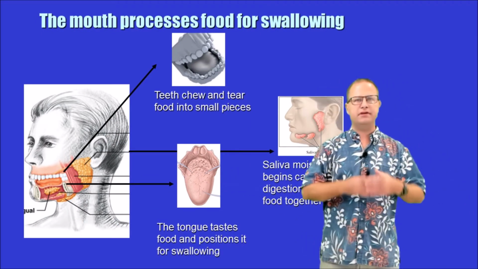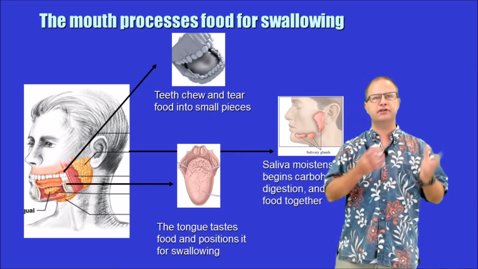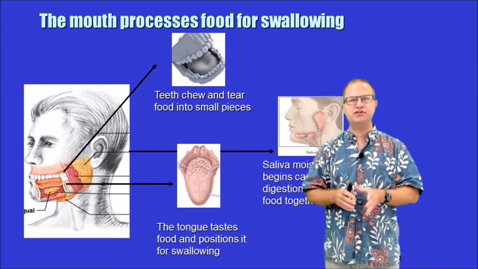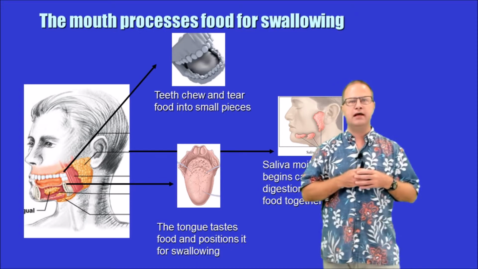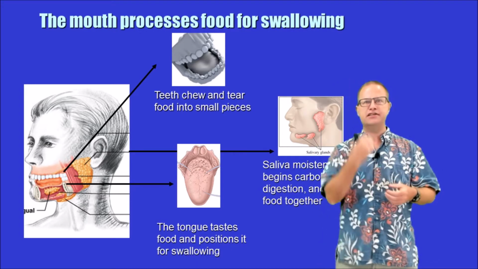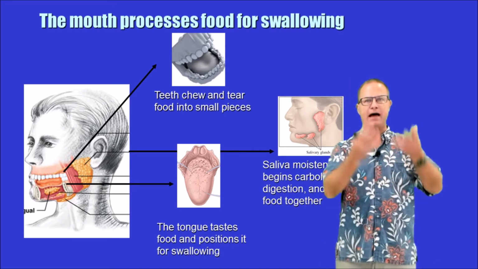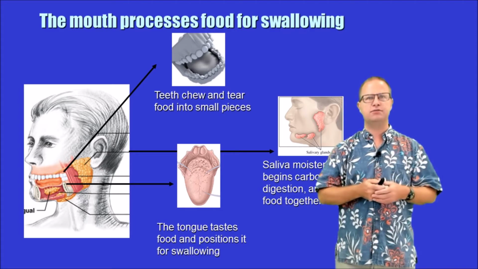Okay, next structure we have here is going to be the tongue. We said before that the tongue is used for tasting the food, and that's certainly true, but it's also used for positioning the food and helping to swallow the food. So as you're eating and chewing, your tongue is basically packing that food in the back of the pharynx so it can be more easily swallowed.